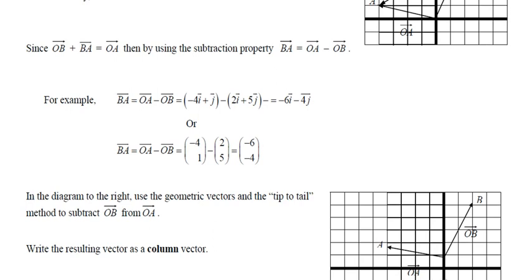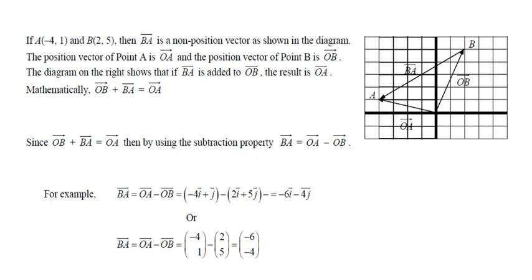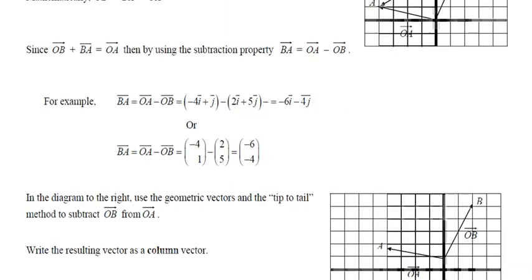So using, what notation is that? It's not geometric. Algebraic notation. We get negative 4i plus j minus 2i plus 5j, giving us negative 6i minus 4j. And using the column vector representation, we get negative 6, negative 4. And counting off of the actual diagram itself, go 1, 2, 3, 4, 5, 6 left, negative 6, 1, 2, 3, 4, negative 4. So 6 left, 4 down.